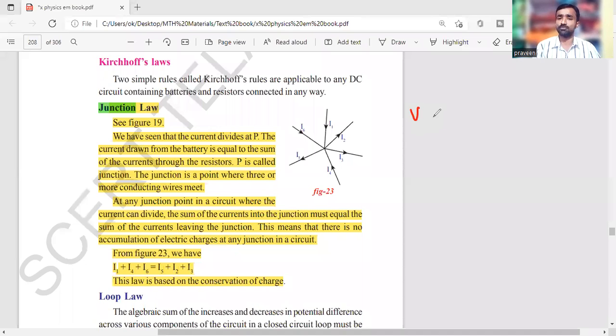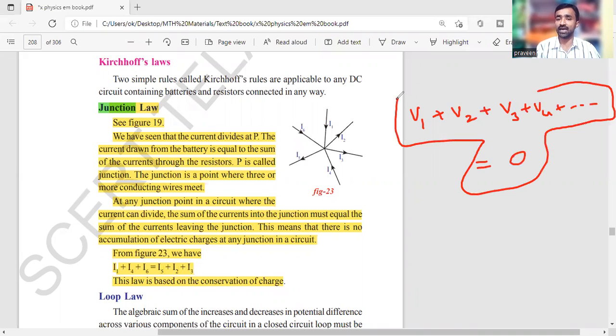So simply, what you are able to write is the sum of the voltages, however many voltages there may be in a circuit. V1 plus V2 plus V3 plus V4 plus so on will be equal to zero. So this is the mathematical expression for Kirchhoff's law of voltages, or Kirchhoff's second law, or loop law. The sum of the voltages must be equal to zero.